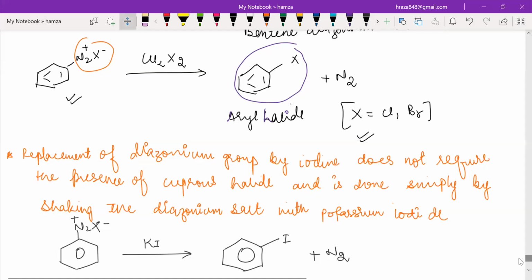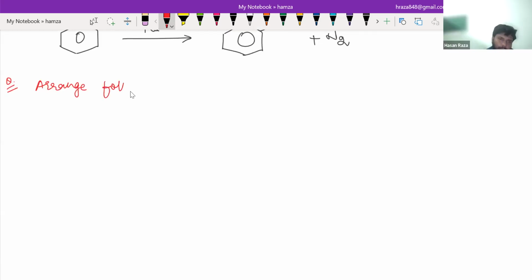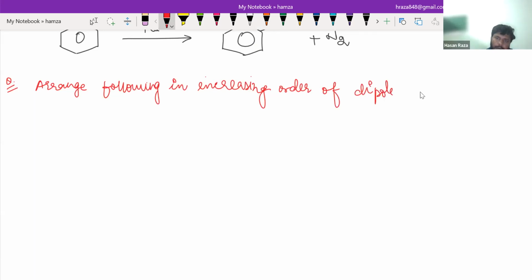Now see, I'm going to give you a very important question. Arrange the following in increasing order of dipole moment. From the knowledge of class 11th, you can easily do this.